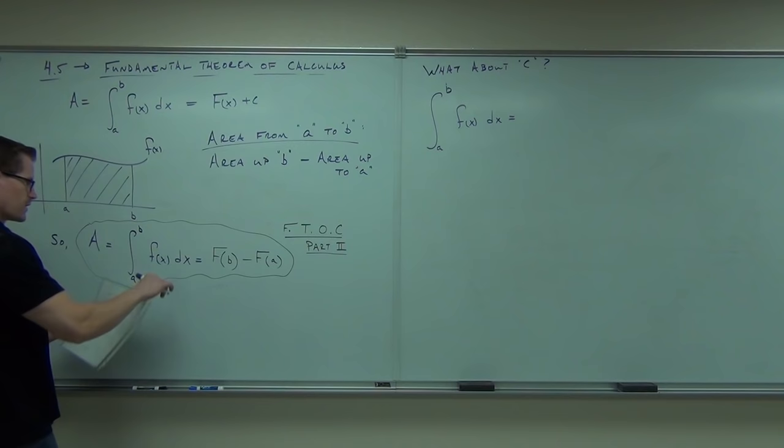Are you guys okay with the notation? When you see that line right there, it's like half a bracket. It goes from A to B. That's what that means. So if this equals this, and this equals this, let's suppose that we actually included the C.